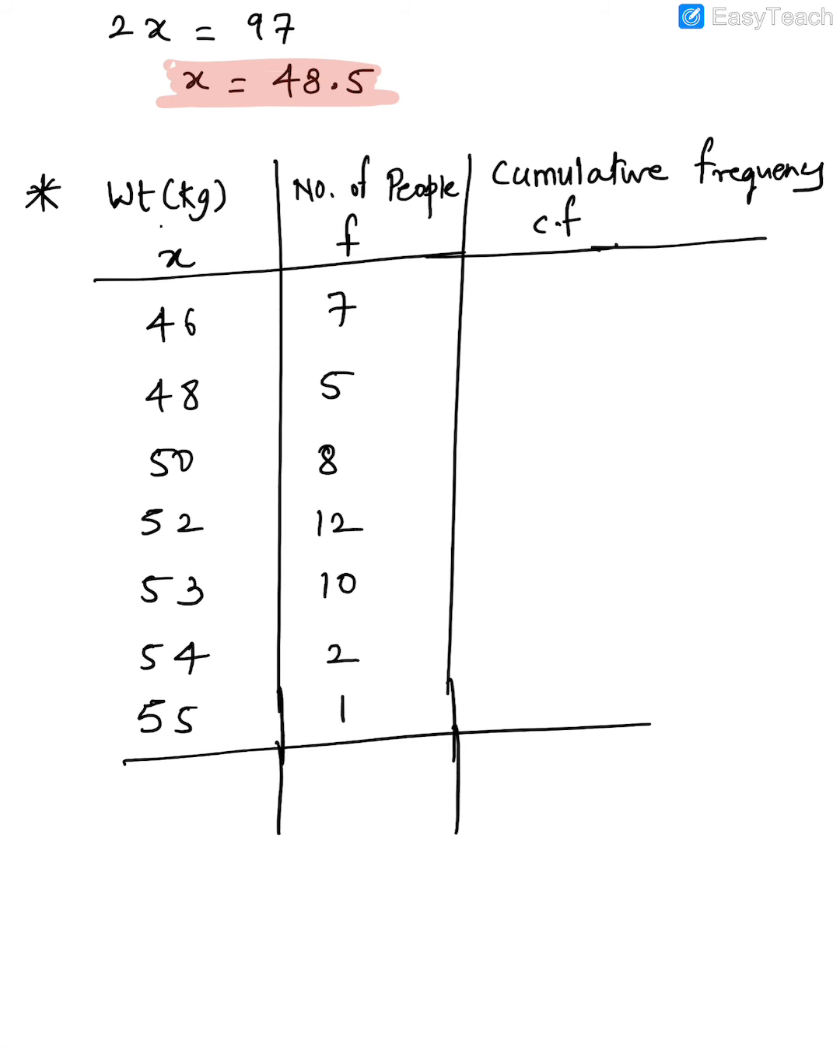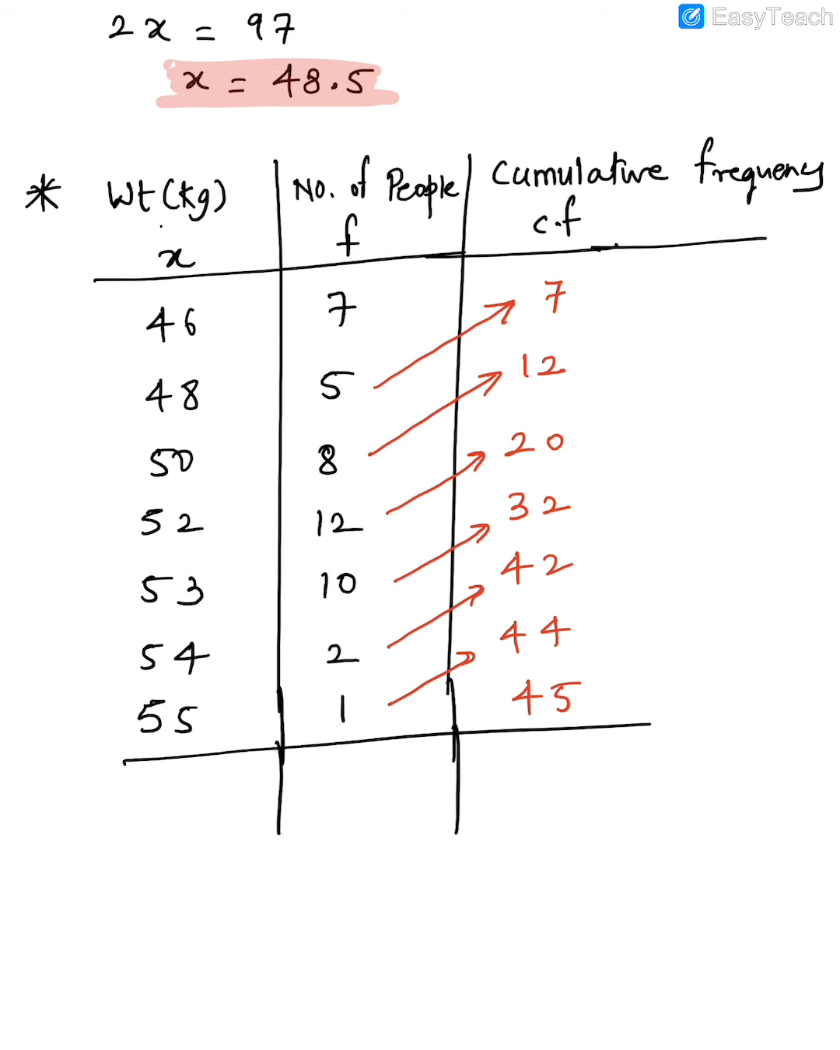Now, how to find the cumulative frequency? So see, when you're writing the cumulative frequency, remember the first number will be as it is. You have to write the same as it is. It will be 7 out here. How will you write the next one? 5 plus 7 is 12. 8 plus 12, 20. 12 plus 20, 32. 10 plus 32, 42. 2 plus 42, 44. 1 plus 44, 45. This is equal to your n, the total number of observations.